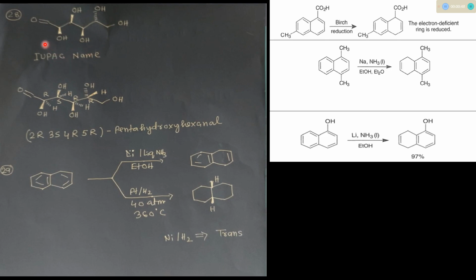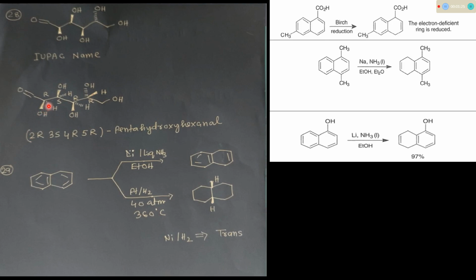So question number 28. This compound was given and we have to find the IUPAC name. If you see the stereochemistry of each chiral center, there are four chiral centers, 1, 2, 3, 4. The configuration of this chiral center is R, this is S, this is also R, and this is also R.